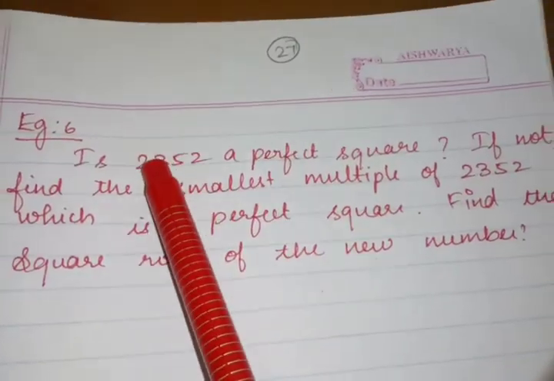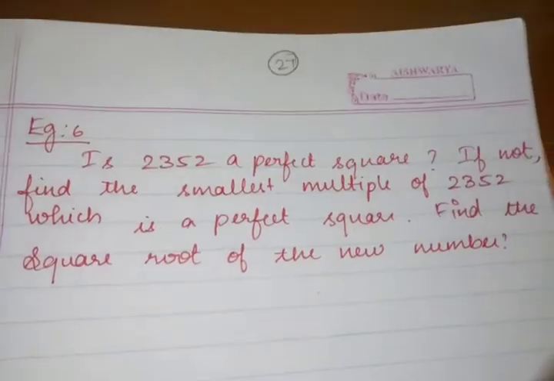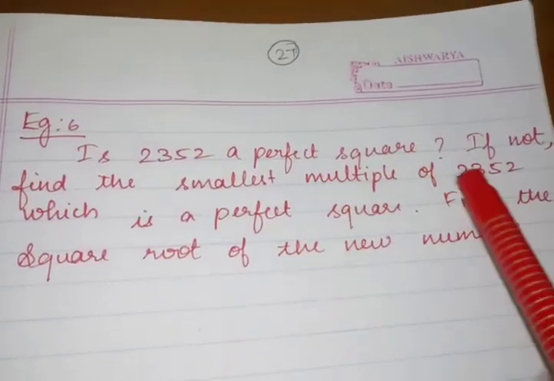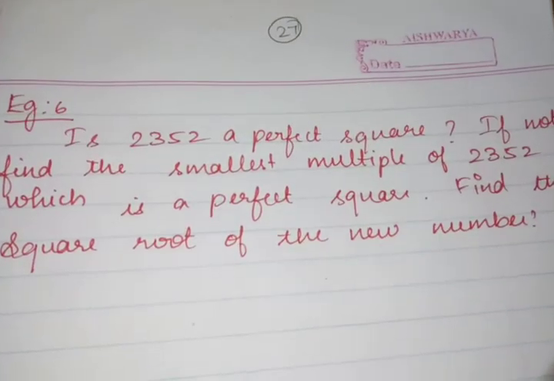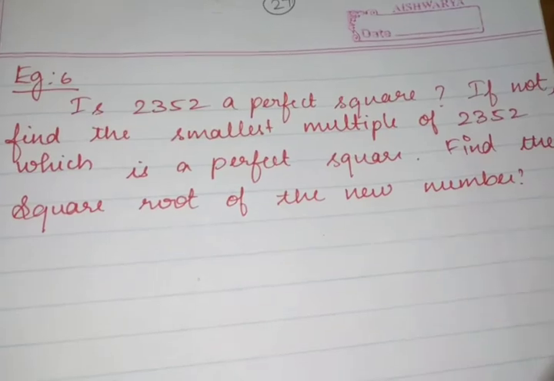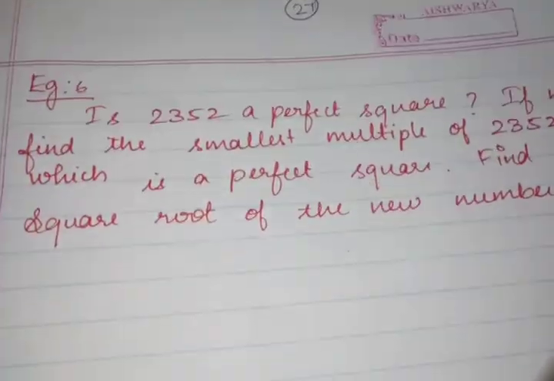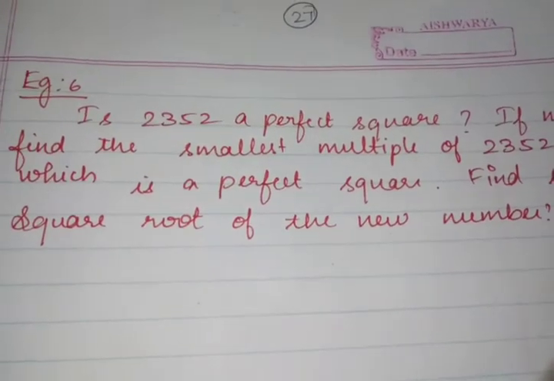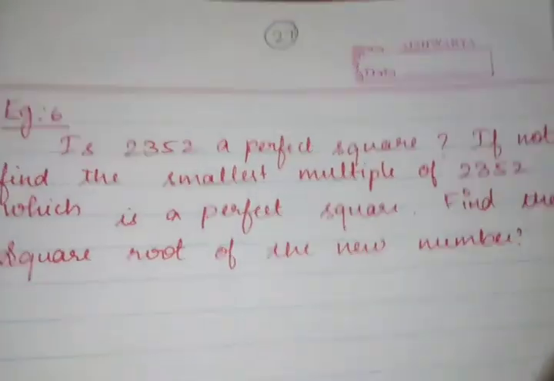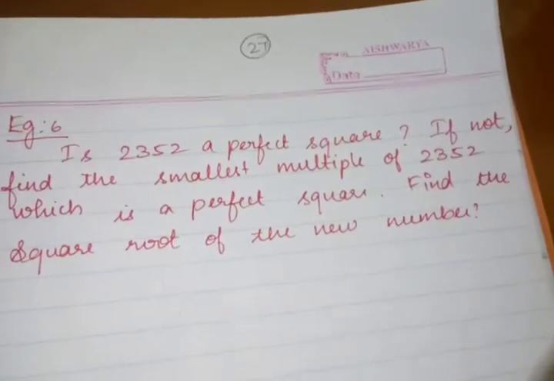They are asking whether this is a perfect square. If it is not a perfect square, then we have to find the smallest multiple of 2352 which is a perfect square, and find the square root of the new number. After finding whether that number is a perfect square, we should find the square root of that particular number. So there are 3 questions to be solved in this. So first, what do we have to do?